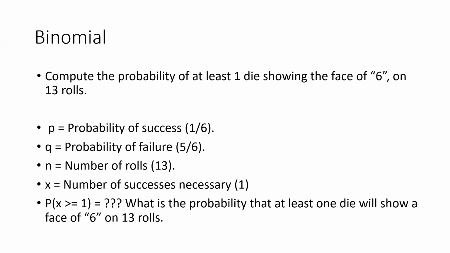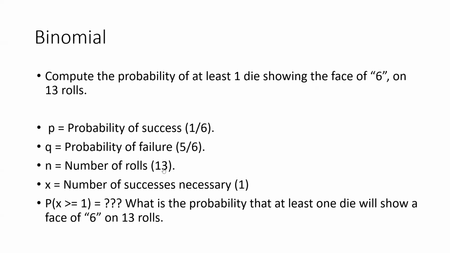So in this case, we want at least one die showing the face of 6 on 13 rolls. The probability of success is 1 out of 6, because we are only interested in a face of 6. A face of 1, 2, 3, 4, and 5 we're not interested in. So on a single roll, the probability is 1 out of 6, because there's only one face of 6 on a die that has 6 faces.